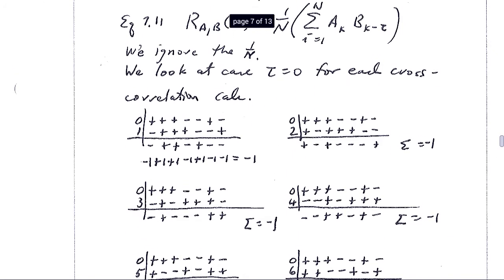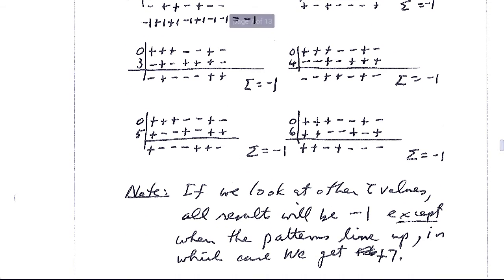So if we do look at other tau values, tau ends up shifting one of the sequences relative to the other. Okay, so it's simply misaligning the sequences, but we already have our spreading codes are just shifted versions of each other anyway, and so if we look at the other tau values, all the results will be -1 except when the patterns line up, in which case we get a +7. And that was demonstrated on the board the other day.